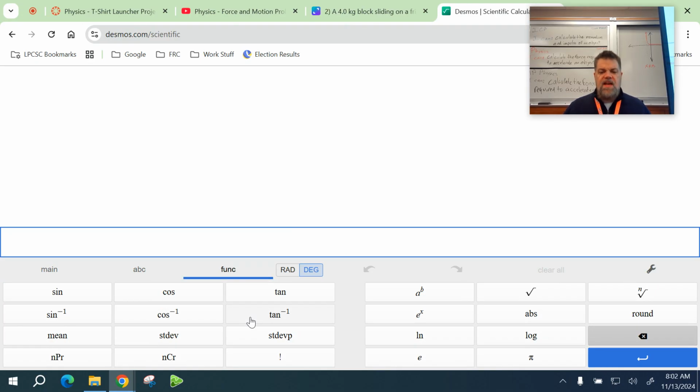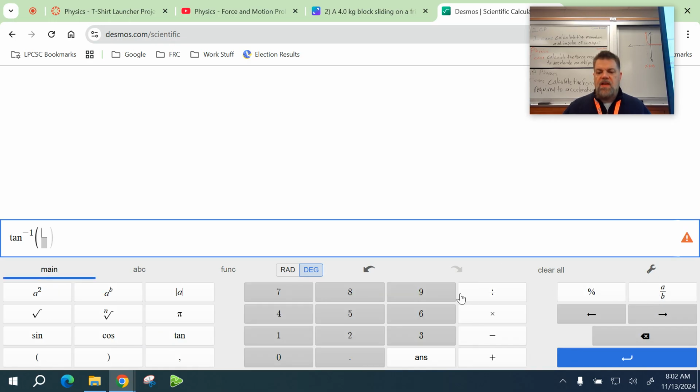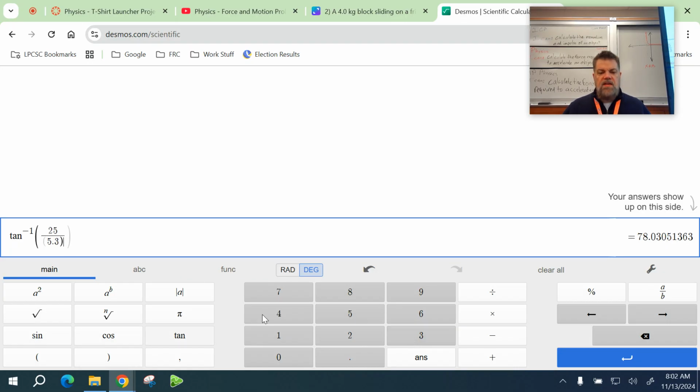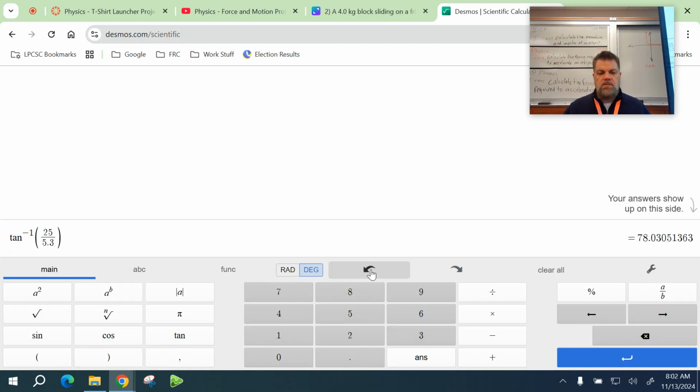All right, so in Desmos, you just click on arctan right there. And then we're going to say 25 divided by 5.3, right? And do make sure that you're in degree mode, because if I do this, it gives me a different number. Do you see that? This is radians. That's the measure of the angle in radians. This is the measure in degrees. So it's about 78 degrees, roughly.